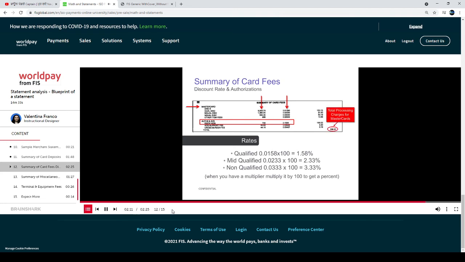Last, you will notice on the far right the total processing charges for MasterCard. The statement will continue to show the same units for Visa and Discover, providing you a full insight to the merchant's processing patterns.